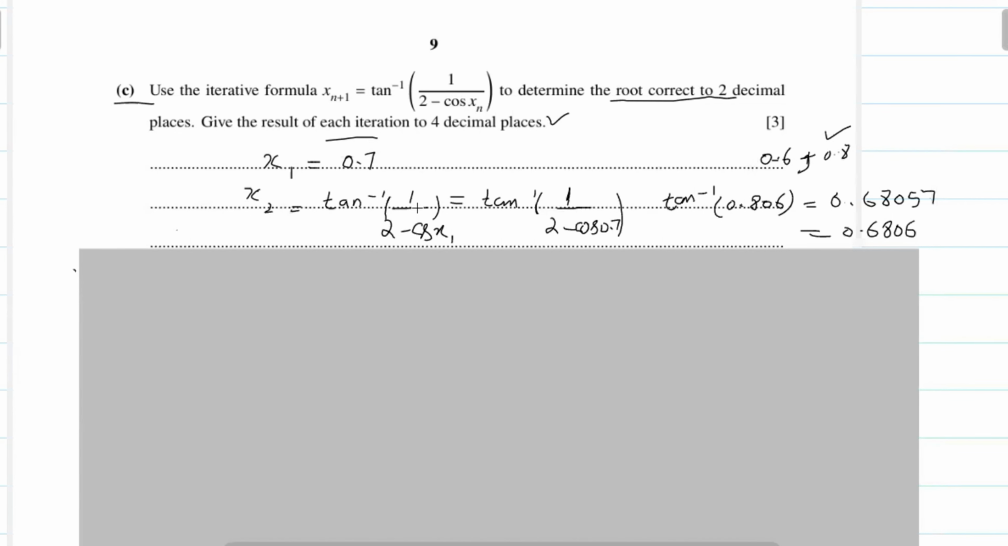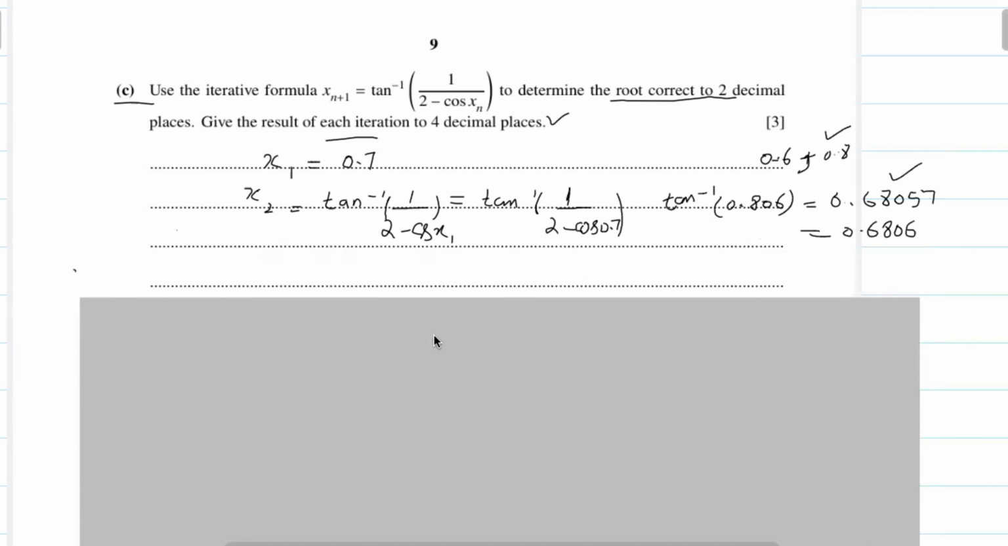You see here, when we substitute the value x1 in this equation, x n plus 1 is x2. That's equal to tan inverse of 1 over 2 minus cos 0.7. Now this value will be equal to tan inverse 0.806 and this value is equal to 0.6806 to 4 decimal places.